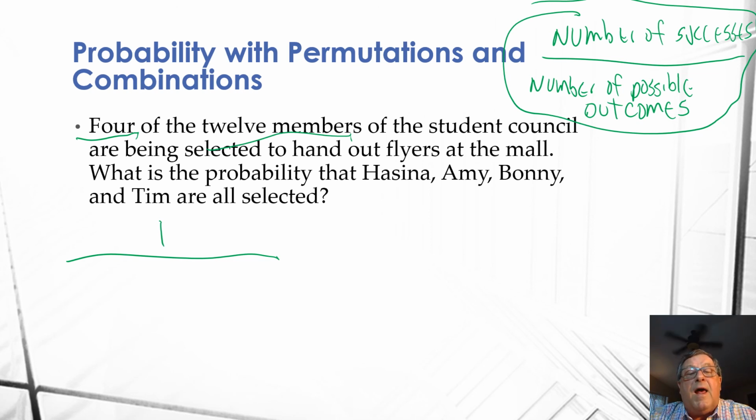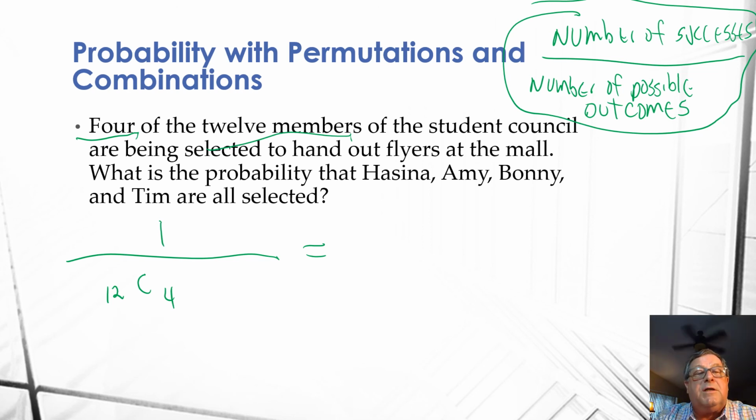Well, does the order in which they are selected really matter? No, it doesn't matter what order they're selected. It doesn't matter which one's first. It's not like they're occupying a seat in a seating chart, where their order would be important. And so we're dealing with a combination. And so we've got 1 over 12C4.